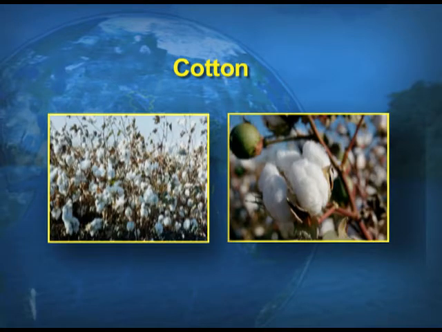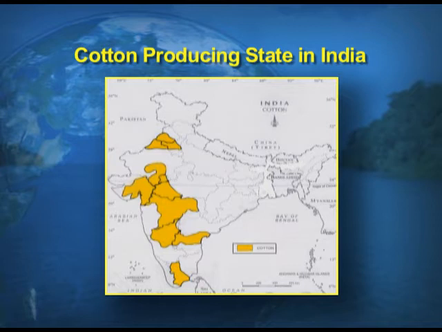Now on the screens, you can have a visual of how the cotton looks like. In one visual, you can see there's a cotton ball with the threads coming out of that. So this is how the cotton looks in the field. Now there's another visual which shows you the cotton producing states in India. So this map shows which different states go for the production of cotton. And you can see that all the western part, a few northern states, and the whole of southern India have a production of cotton.